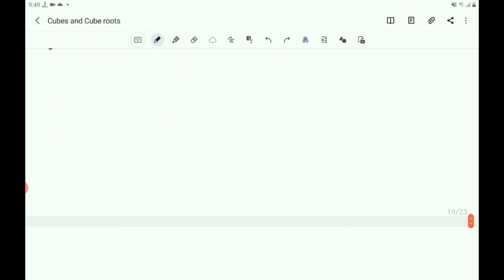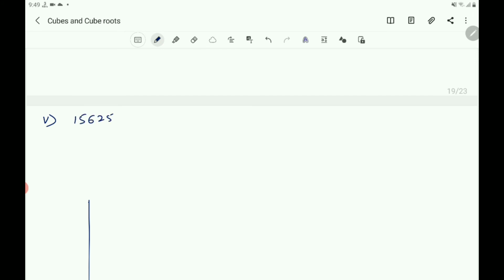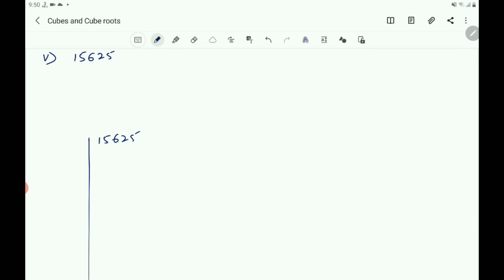Next let us take the number 15,625. Fifth one you take. Find the cube root of 15,625 by the method of prime factorization. Now you take that number 15,625. You know that this number is not divisible by 2 as the unit digit is 5. Now you try to divide it by 3. 1 plus 5 is 6, 6 plus 6 is 12, 12 plus 2 is 14, 14 plus 5 it is 19. Then it is divisible by 5. So you take 5 only.